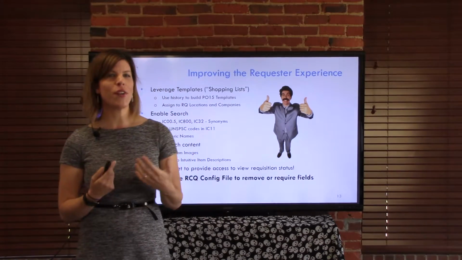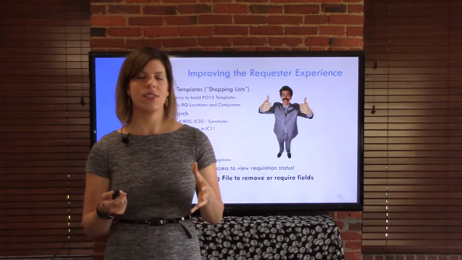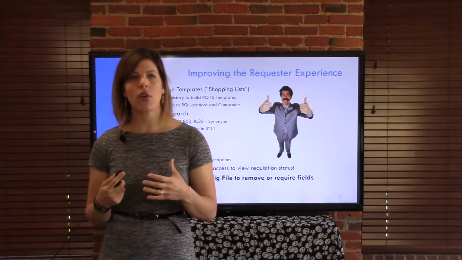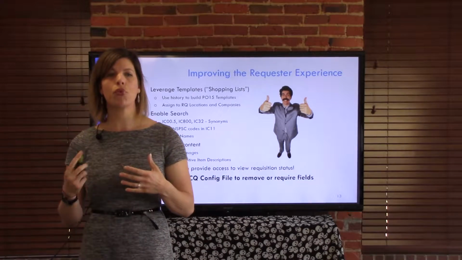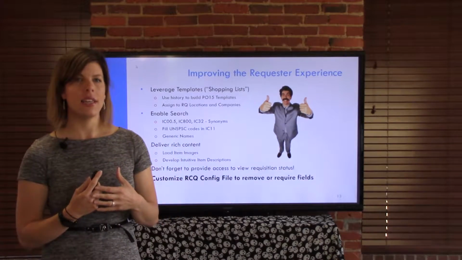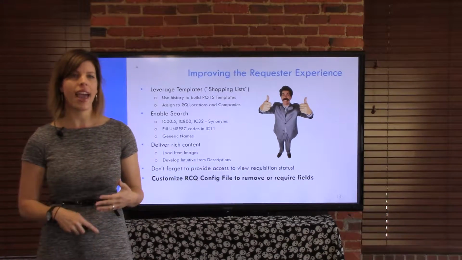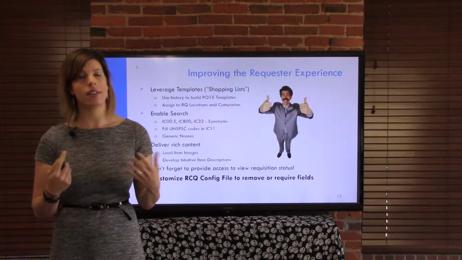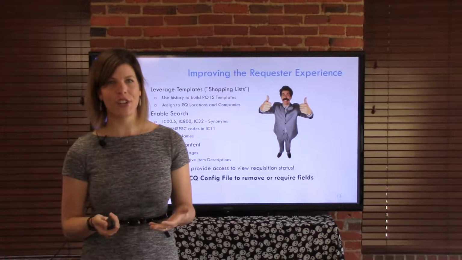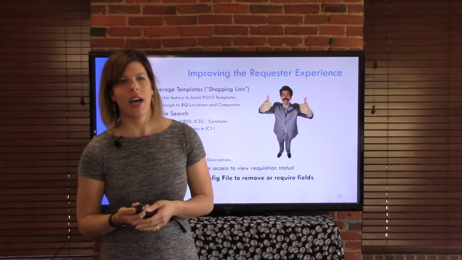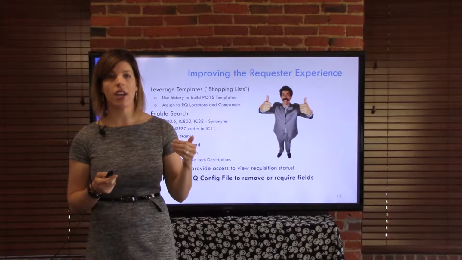So improving the requester experience. So leveraging those templates. So a lot of different organizations will actually pull all of the history from all these different locations and pre-build these PO25 templates for them. So prior to going live, they already have this list of items because they're not already familiar with the Lawson item number. So how are they going to search for these products? And then really making sure that these templates are assigned to these different locations and companies.